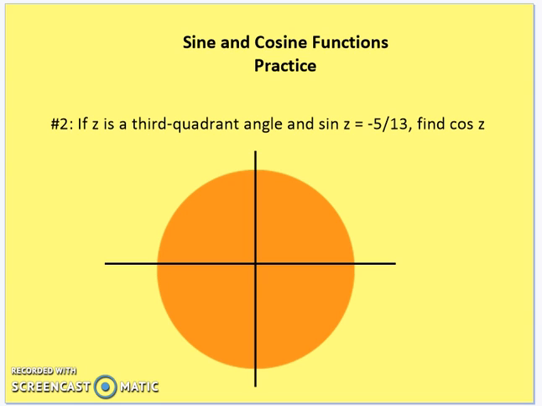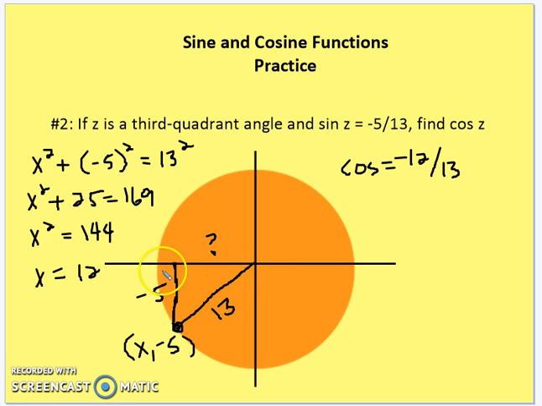Then a little bit more complicated problem for you. If z is a third quadrant angle, so 1, 2, 3, and sine of z is equal to -5 over 13, so the y value is going to be -5, and the hypotenuse is going to be 13. Find the cosine of z. So I'll give you a moment to try to figure that out on your own.